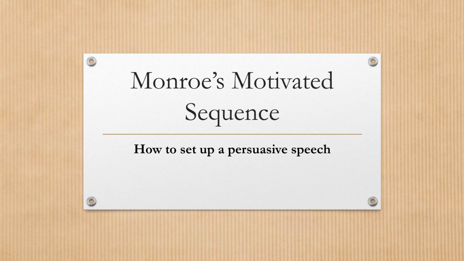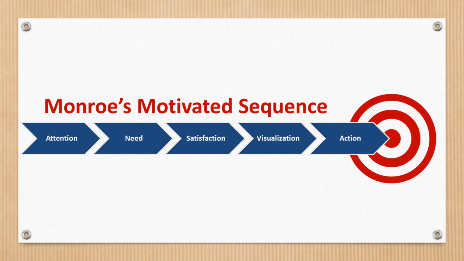And now we're going to talk about Monroe's motivated sequence and how to apply survey results to Monroe's motivated sequence. When you do your survey, you are going to try to learn about your audience. And then you're going to take those results and apply it to Monroe's to organize your persuasive presentation.